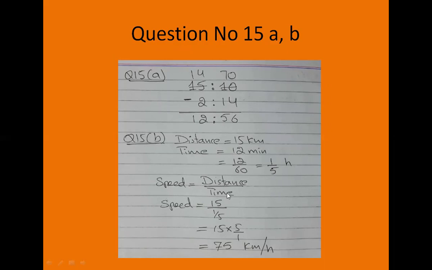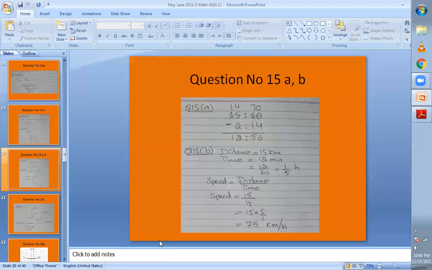So the speed is distance divided by time. So the speed is 15 divided by the time, which is 1 by 5 hour. When this fraction comes upstairs here, it will reciprocate. It will flip. So you will have 15 multiplied by 5 by 1. So that will be 75. So the speed of that bus is 75 kilometers per hour. So this is how you do question number 15B. I hope that you understand how I have done this.